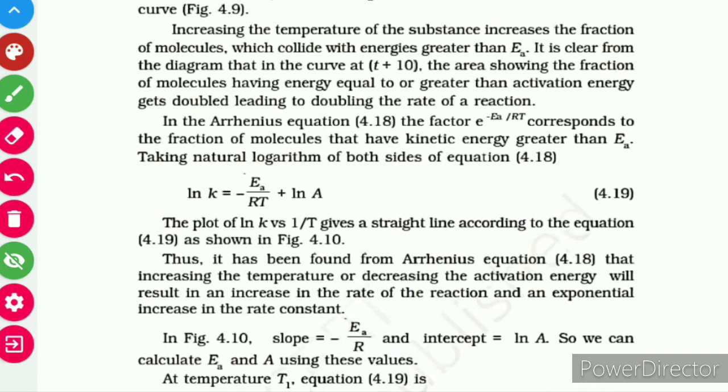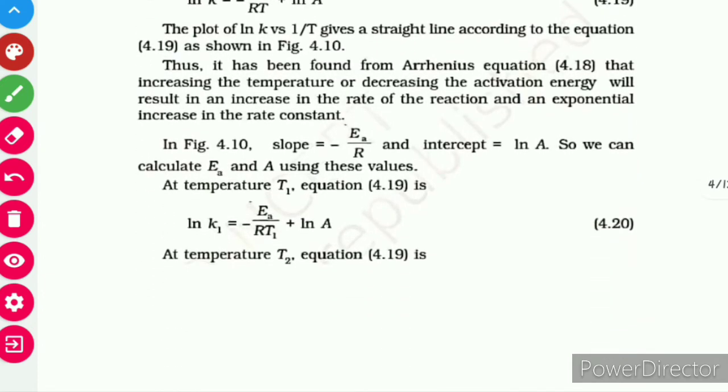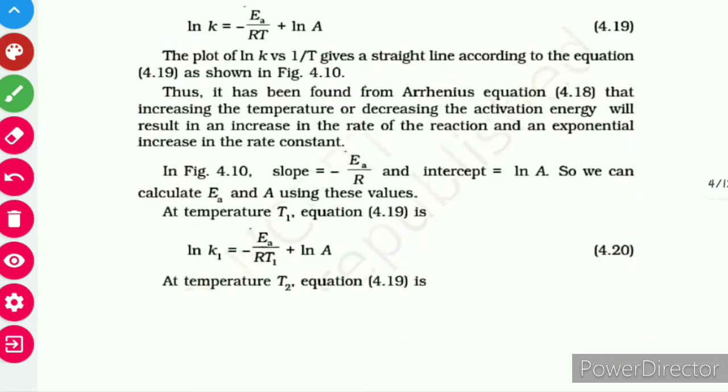Now, mathematically, ln K equal to minus EA by RT plus ln A. The plot of ln K versus 1 by T gives a straight line according to the equation, as shown in figure 4.10. Thus, from this we get slope equal to minus EA by R and intercept equal to ln A. So we can calculate EA and A using these values.